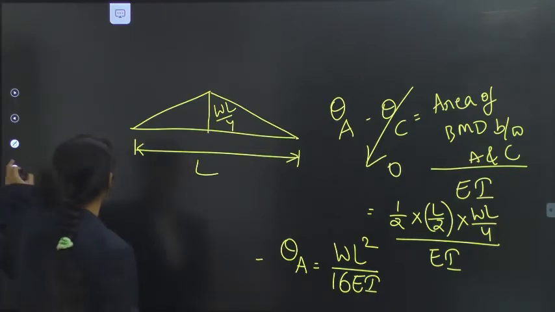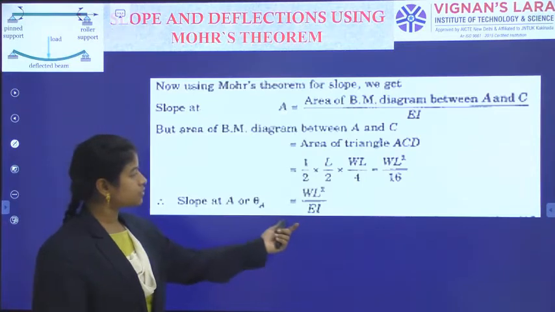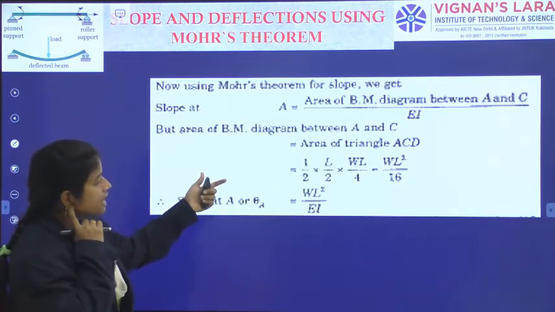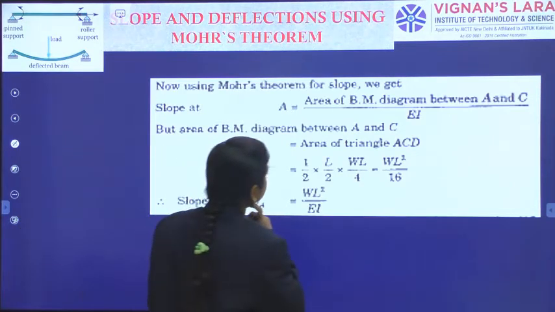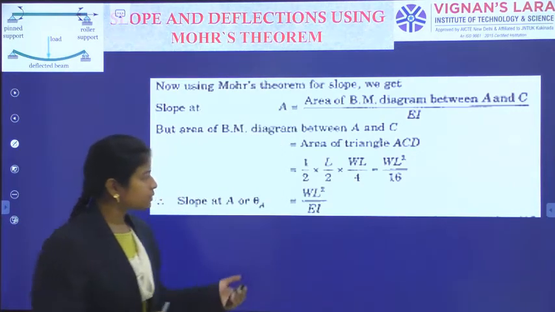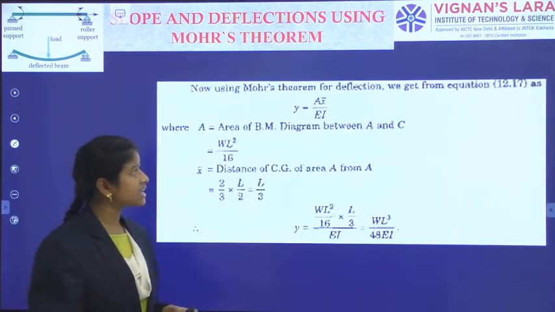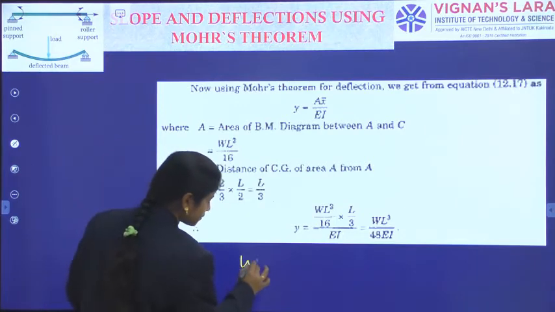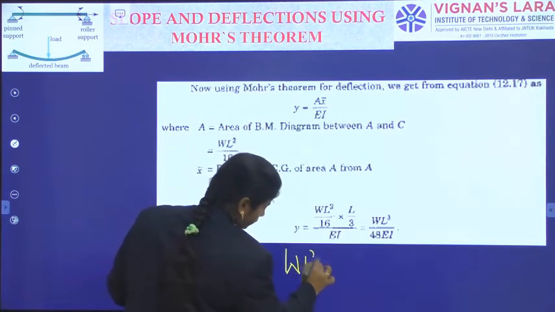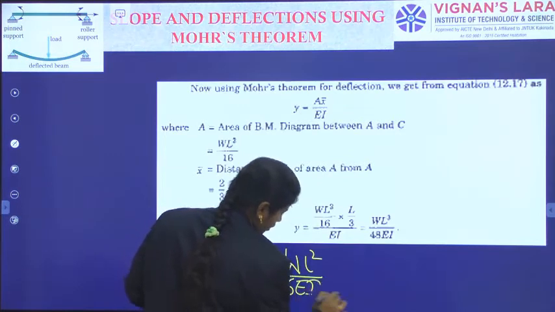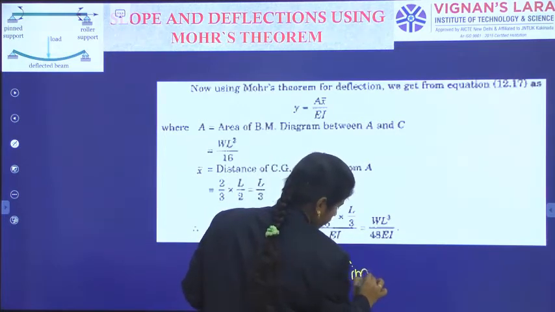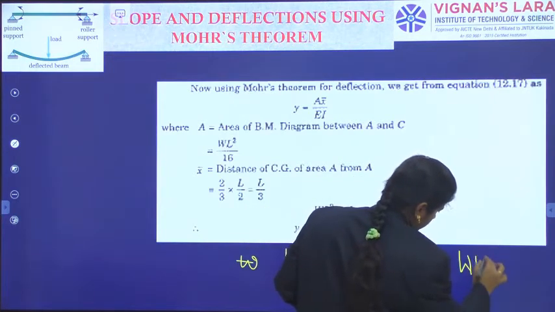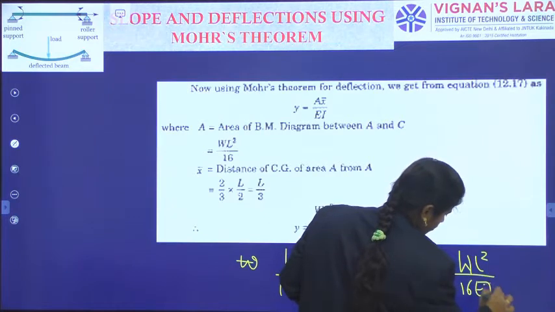Similarly for the deflection also we can go. So when you observe, we can say this is WL square by 16 EI. But the area of the bending moment diagram is WL square by 16 EI. And the next thing is deflection. So at A, WL square by 16 EI, similarly at B, WL square by 16 EI.